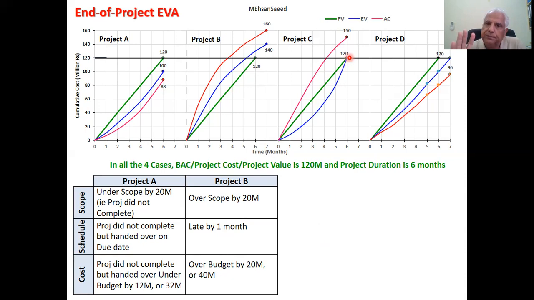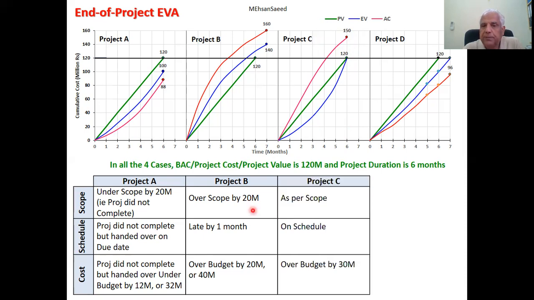No scope creep. The project was fully complete. Nothing was missed out. Time, this project was to complete in 6 months, and the EV line shows culmination at 6. So it was handed over in 6 months, no delay. What about cost? Budget was 120. The project spent 150. So this project went over budget by 30 million. Explained over here.